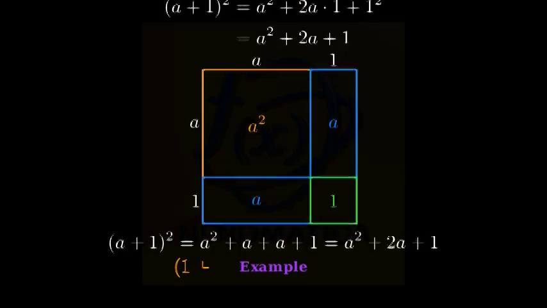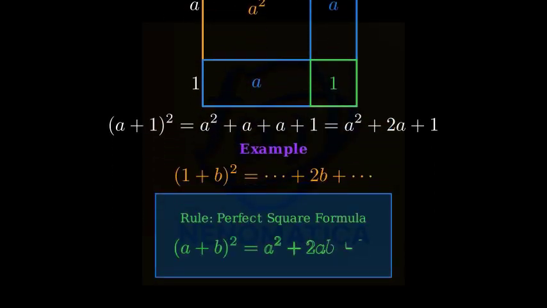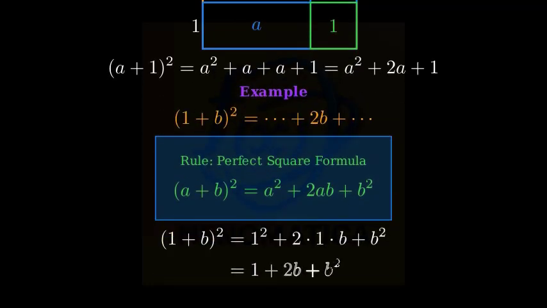Now, let's look at our second example, (1 + b)². Again, we'll use the perfect square formula. In (1 + b)², we identify that a is equal to 1, and b is equal to b. Substituting these values into our formula, we get 1² + 2 times 1 times b + b².